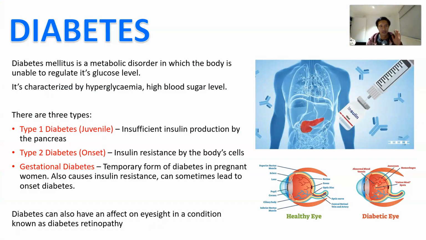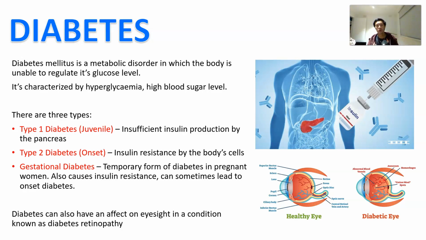Diabetes mellitus is a metabolic disorder in which the body is unable to regulate its glucose levels. It is characterized by hyperglycemia, or high blood sugar levels. There are three types of diabetes. You have type 1 diabetes, which is juvenile diabetes, and it is insufficient insulin production by the pancreas. Type 2 diabetes is what we call adult onset diabetes, where you have an insulin resistance by the body's cells.